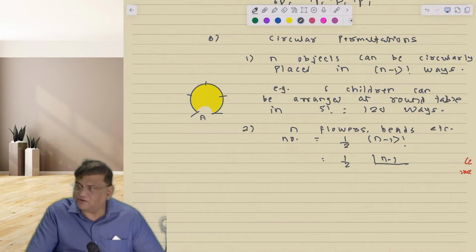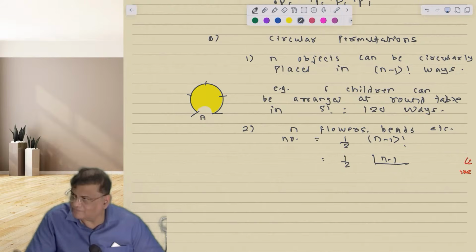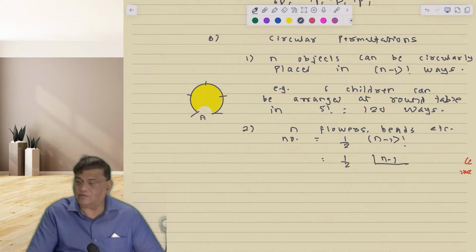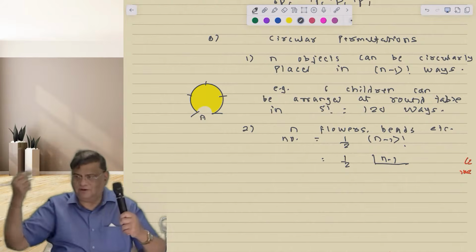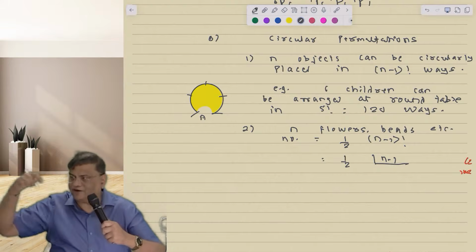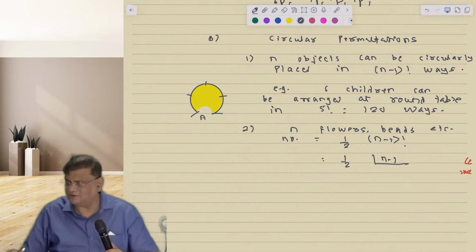When one person sits at any one place, the circle is broken, and therefore the remaining people will be like a row, because what is the difference between row and circle? Row has left corner, right corner, but circle does not have a corner. Why? Because when you make a round of it, left corner and right corner coincide. So there is no corner.